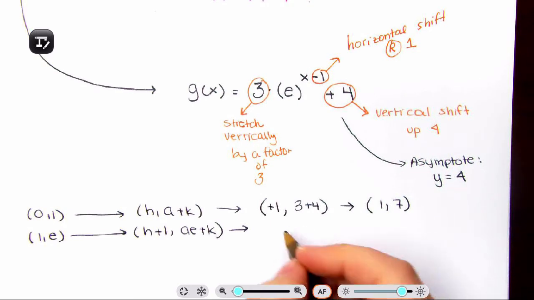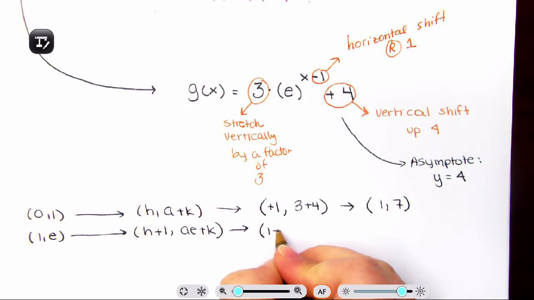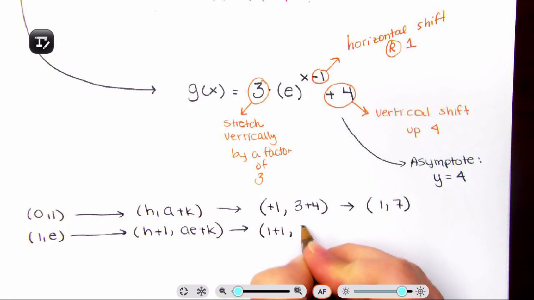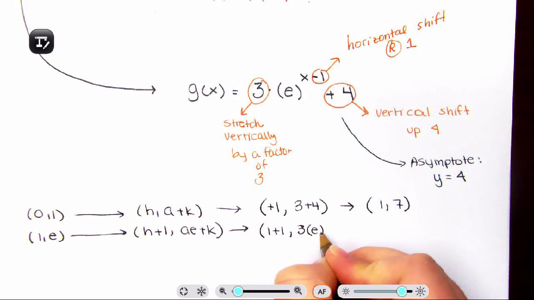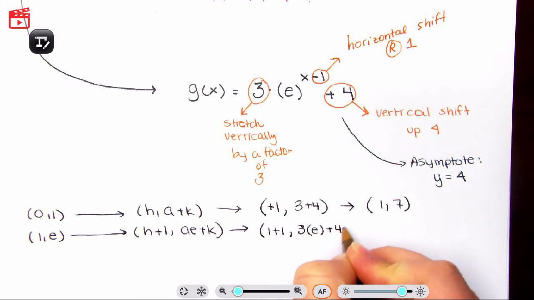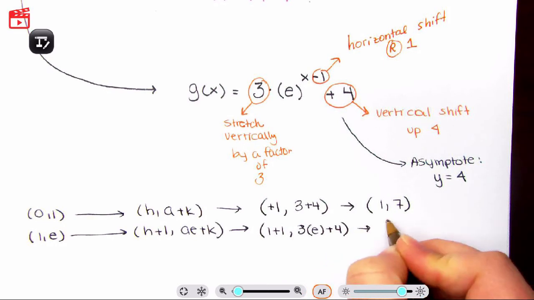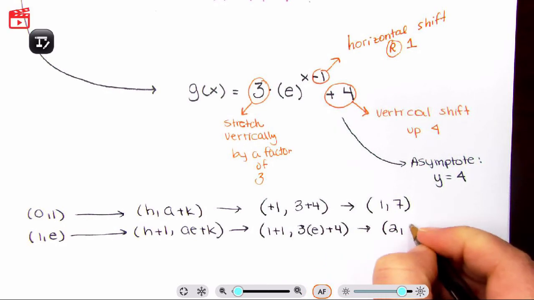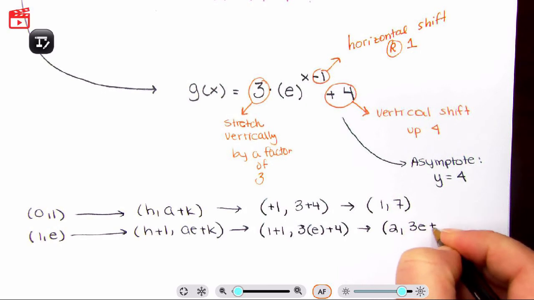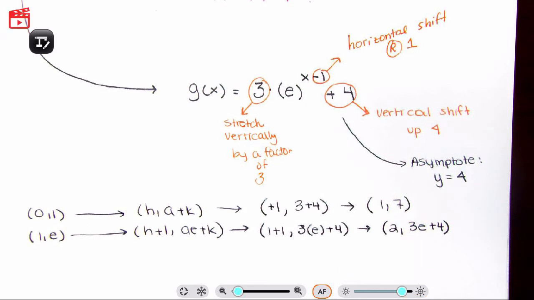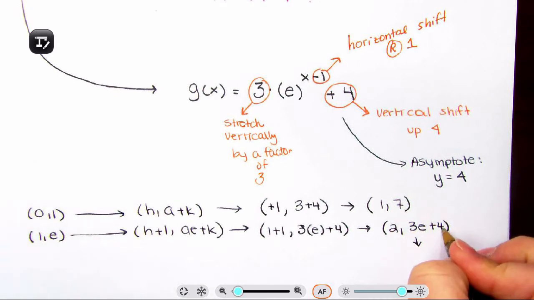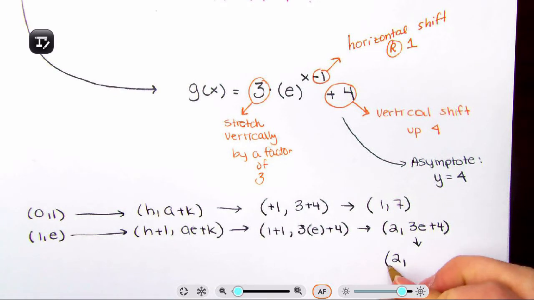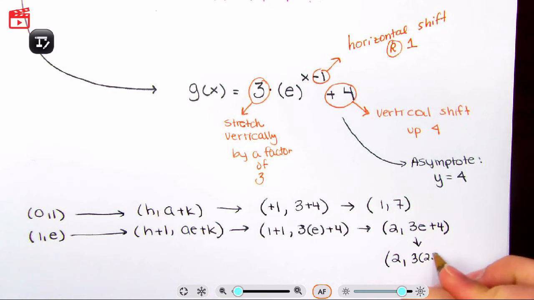Our second point here is (1, h plus 1), and we have a, which is 3, e, which is e, and plus k, which is 4. Now, sometimes you're going to see these values written as 3e plus 4. And that's okay. You just need to recall that the e value is that 2.72 value. So when you're graphing, this is the correct format, but you can approximate that value just so that it can be easier for you to graph.